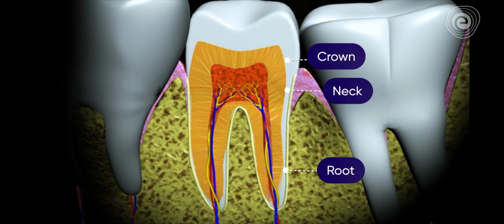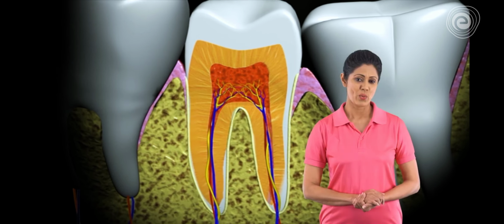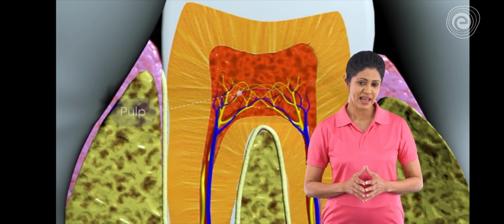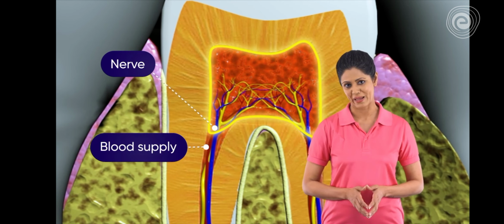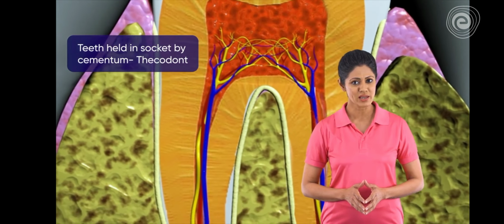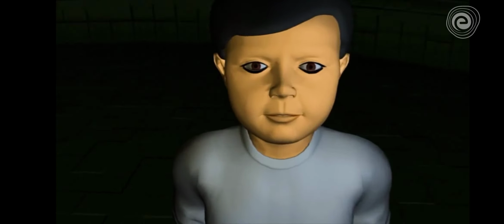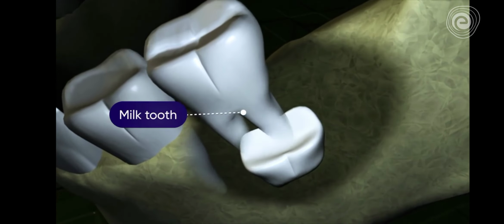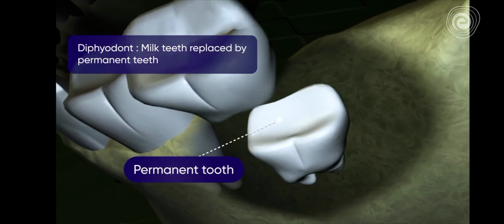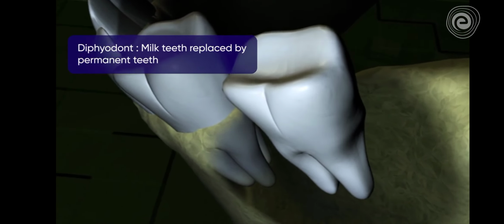The crown is the uppermost region and is capped with hard enamel. Below the enamel is a layer of bony dentine where lies the pulp cavity having nerves and blood supply. The neck and the root region are held in the socket by a substance, so the human teeth are called thecodont. Children have a set of milk teeth which are later on replaced by permanent teeth. So it is called diphyodont.